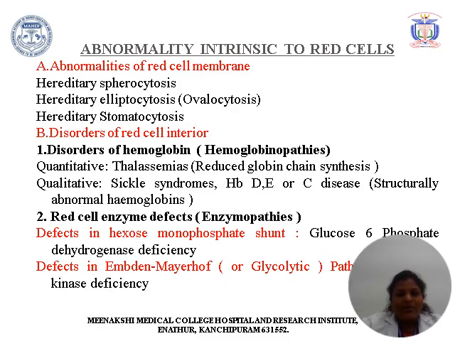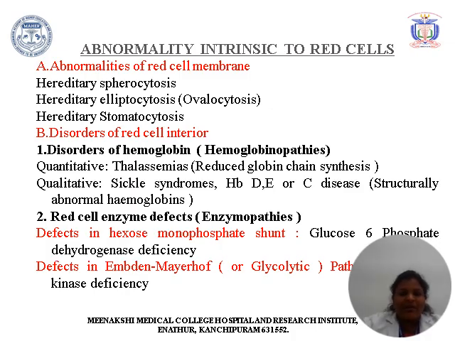Abnormalities intrinsic to RBCs. Abnormalities of the red cell membrane: hereditary spherocytosis, hereditary elliptocytosis, hereditary stomatocytosis. And the disorders of the red cell interior are disorders of hemoglobin, that is hemoglobinopathies. Quantitative disorders are thalassemia, which has reduced globin chains, and qualitative disorders are sickle syndromes, hemoglobin D, E or C disease, that is structurally abnormal hemoglobins.